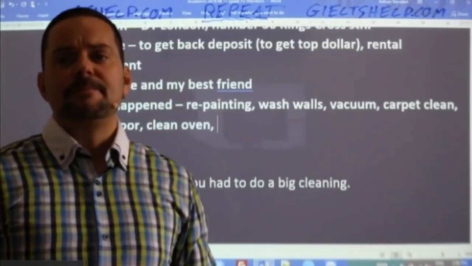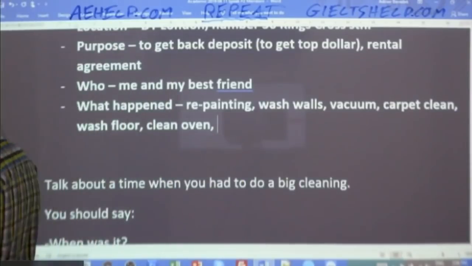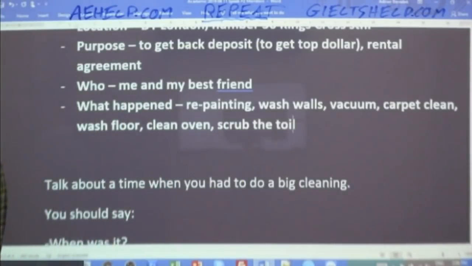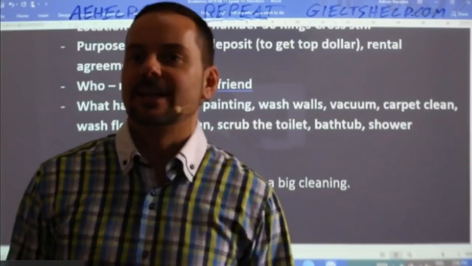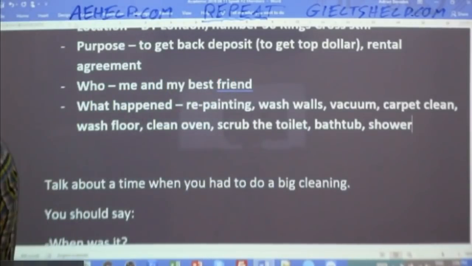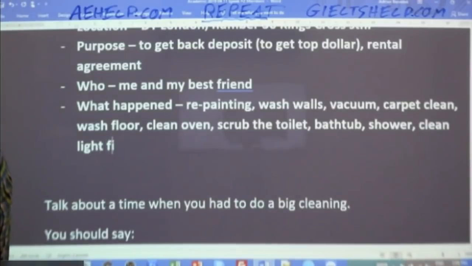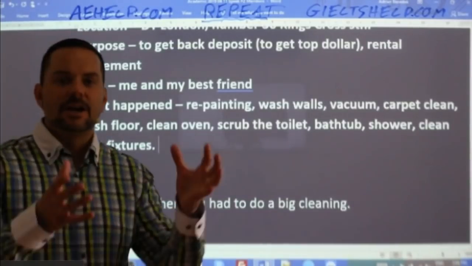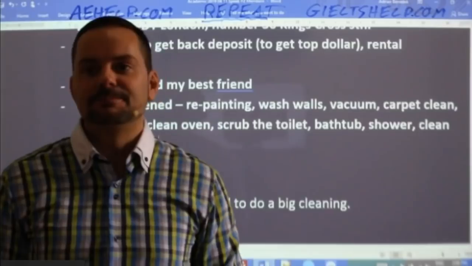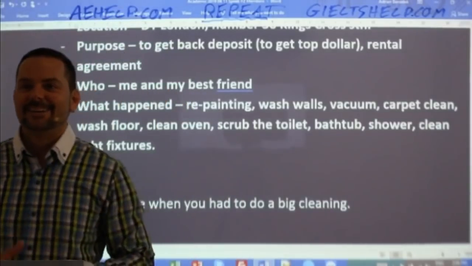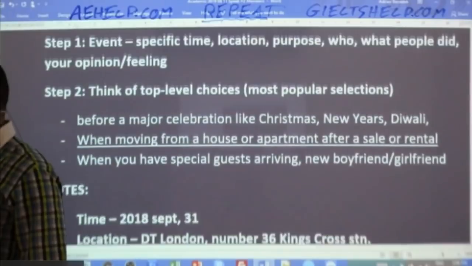Yeah, so deep clean of the bathroom. So scrub the toilet, bathtub, shower. Exactly. Maybe clean light fixtures. Light fixtures, the chandeliers, are basically what contain the light bulbs. If they're dirty and dusty, you have to remove them and clean them. All right. Okay, so we're doing okay.